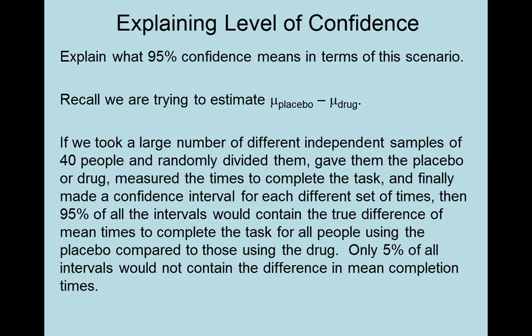Explaining this gets harder and harder as we start getting more complex designs. It might be something like this little paragraph. If we took a large number of different independent samples of 40 people and randomly divided them, gave them the placebo or the drug, measured times to complete the task, and then made a confidence interval each time we did this, 95% of all the intervals that we constructed would contain whatever the true difference of mean times to complete the task for all people using the placebo compared to using the drug would be. 5% of the time, though, the intervals would not capture that true difference in the mean completion times between the placebo and the drug groups.